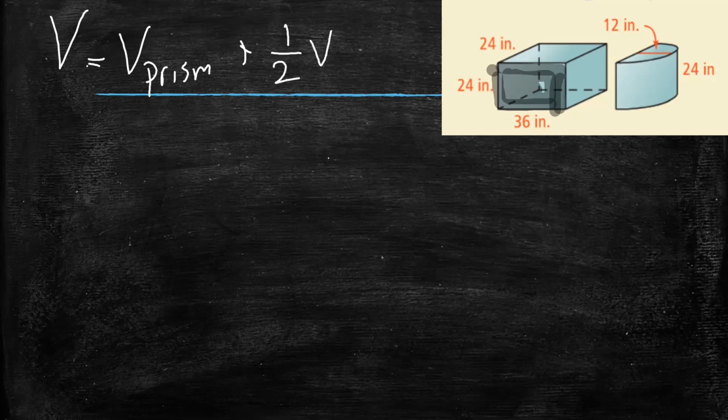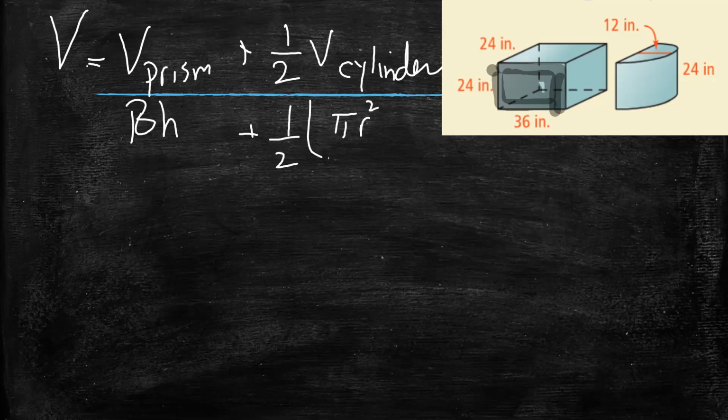We will say plus half the volume of the cylinder. Now, the volume of the prism, as we said, is the product of the base times the height. And here it is half pi r squared h. Now, where's the base? This is the base, the black one. What is the area of the base? Length times width. So it's 24 times 36, times, what is the height here? That is perpendicular on the base. It is 24.